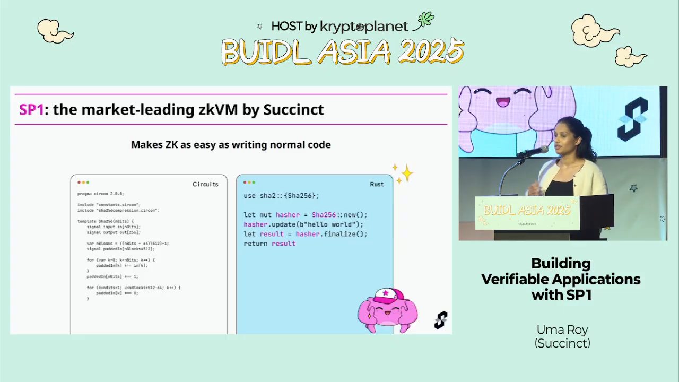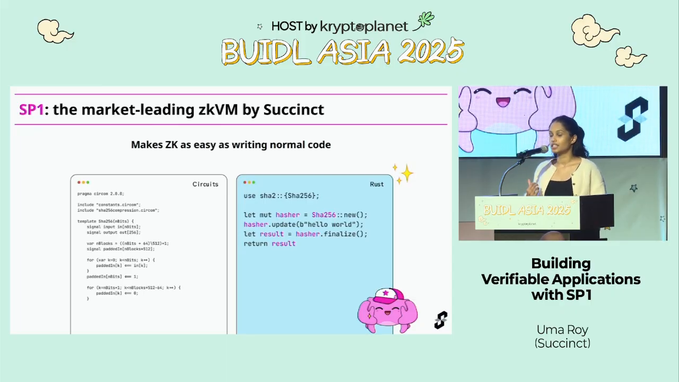On the left-hand side, you can see the old way of doing ZK, known as writing circuits, where you have to write in obscure languages or DSLs. It looks very odd. It doesn't look like a normal programming language. And maybe hundreds of people in the world maximum could actually use ZK in this way.